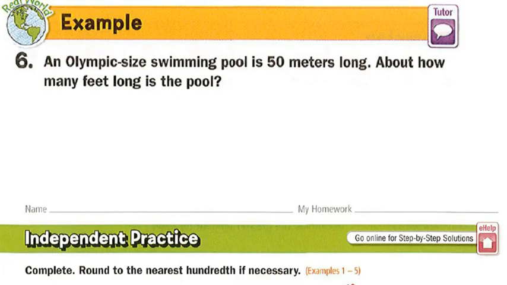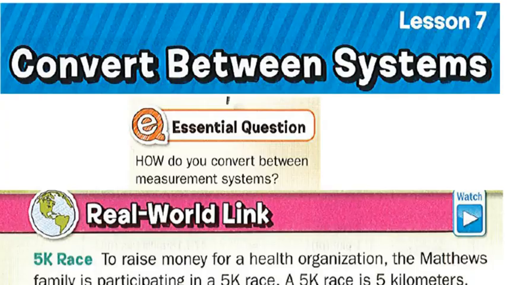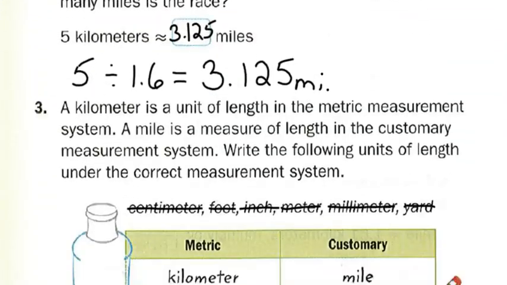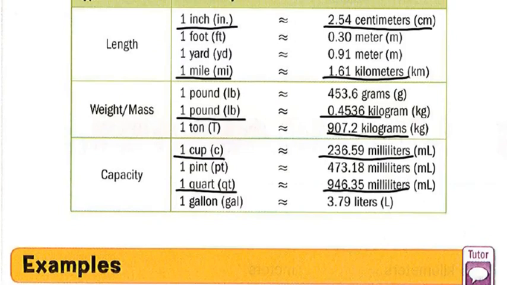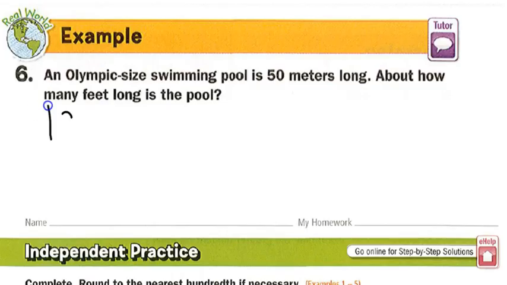Last example says an Olympic-sized swimming pool is 50 meters long. How many feet long is this? So as I've done every time, I'm going to go back up to my conversion chart, and I'm doing feet. Oh, I went one too far. Feet to meters. So 1 foot is equal to 0.30 meters. So I'm going to write that down. 1 foot is equal to 0.30 meters.